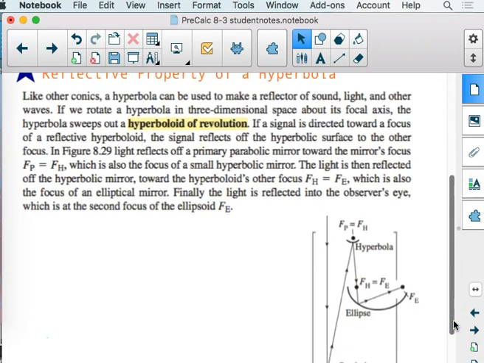Light reflects off a primary parabolic mirror toward the mirror's focus, F of P equals F of H. So right here, little focus point. And which is also the focus of a small hyperbolic mirror. The light is then reflected off the hyperbolic mirror toward the hyperboloid's other focus, F of H equals F of P. Here, which is also the focus of an elliptical mirror. Finally, the light is reflected into the observer's eye, which is at the second focus of the ellipsoid.